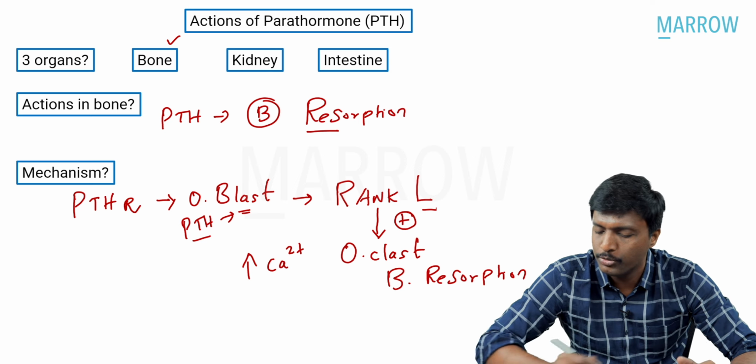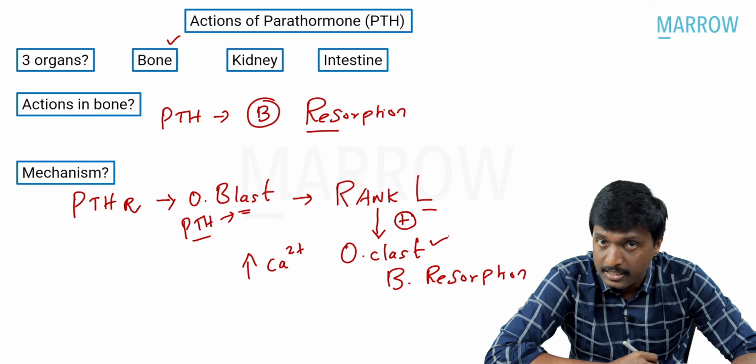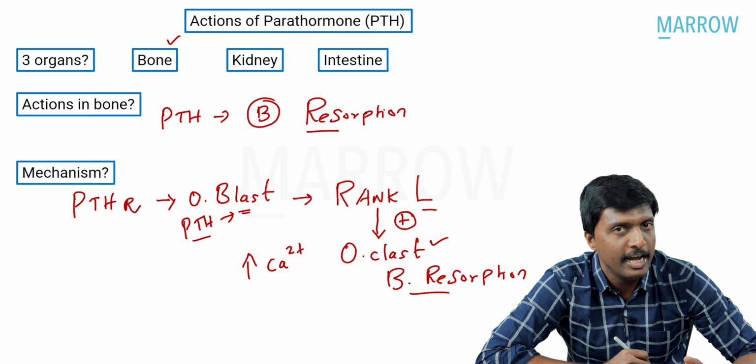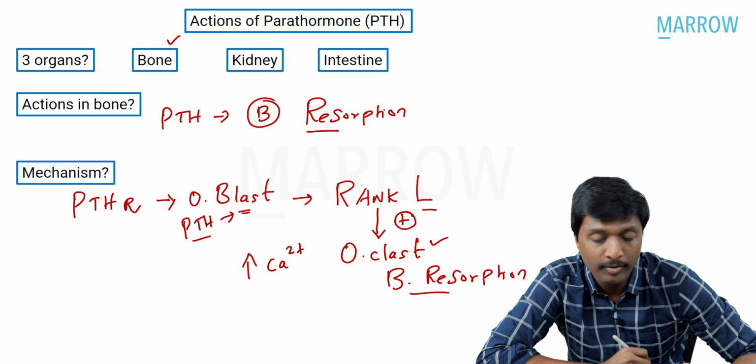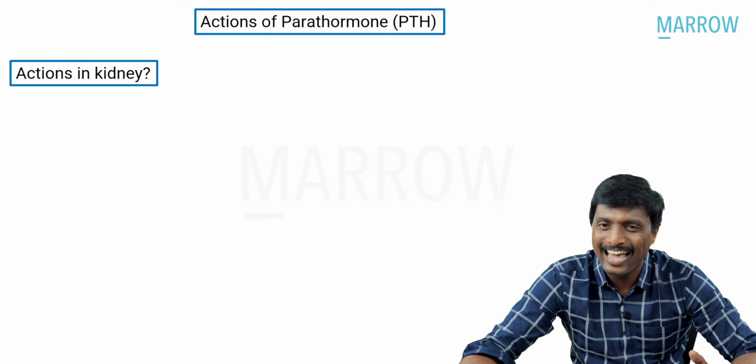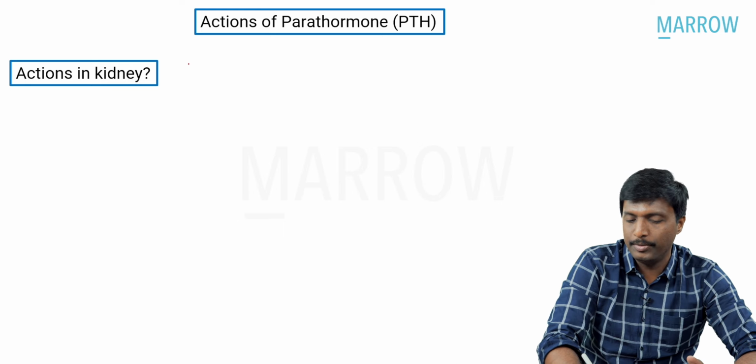Rank ligand induces differentiation of osteoclast, eventually leading to bone resorption. So there is an increase in calcium. That is about bone. What about kidney, sir? A very, very important action. The actions in kidney are very simple.